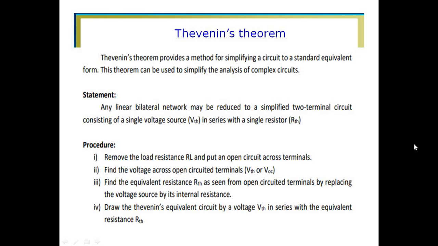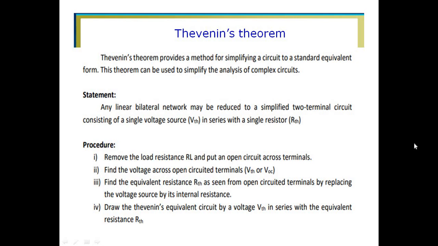Statement: any linear bilateral network may be reduced to a simplified two-terminal circuit consisting of a single voltage source, that means Thevenin's voltage, in series with a single resistor, R equivalent or R Thevenin, that means the equivalent resistor or Thevenin's resistance.